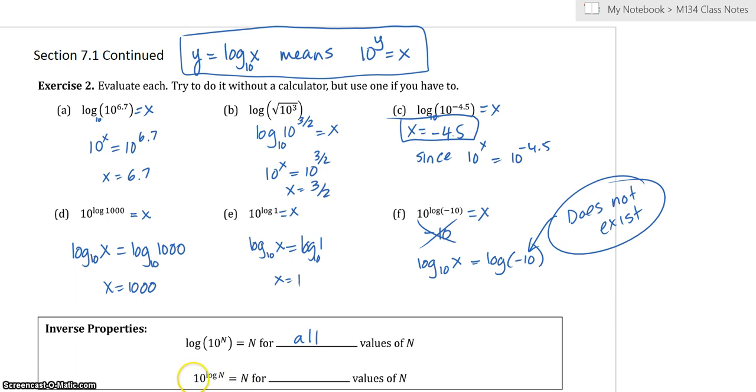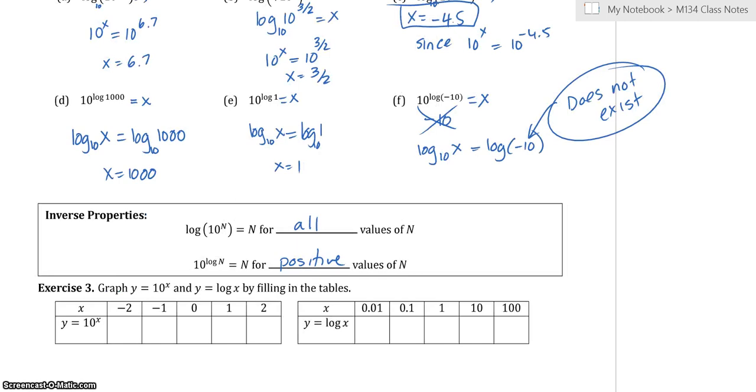The second property here goes over that. So if you have log 10, log of n is just the n, just like above, but you have to be careful with this one. This is for n bigger than 0, or for positive values of n is actually what they were thinking of there. If I read that. So that's what goes there.